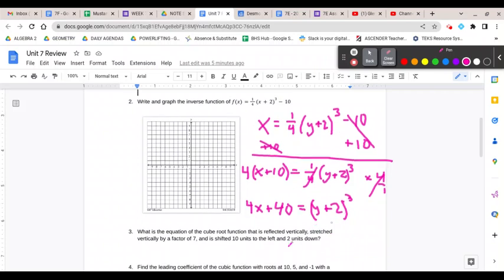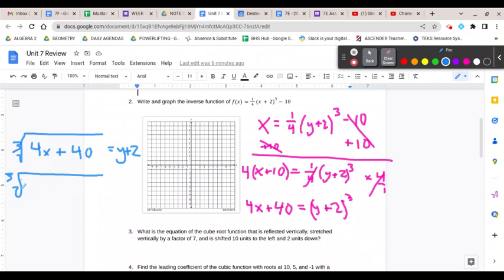All right, and next thing we have to do is we have to cube root the 4x plus 40. So I'll come over here and do that. So we're going to cube root the 4x plus 40. That's going to equal y plus 2. And last but not least, we need to subtract 2 to get y by itself. So we're going to have the cube root of 4x plus 40 and then minus 2 on the outside over there, and that's going to equal y.